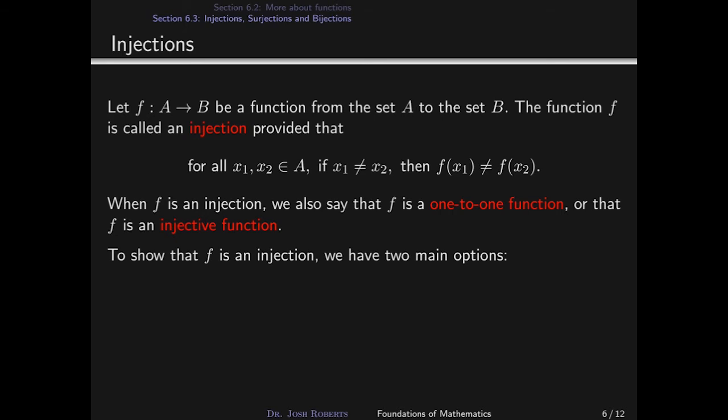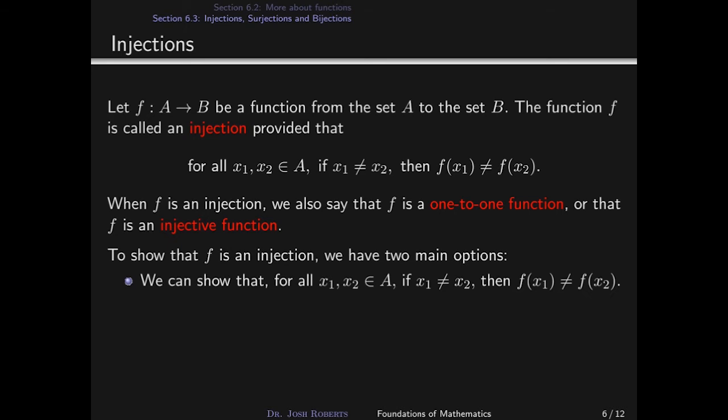So this definition has all these inequalities in it. So proving something is an injection isn't always straightforward to do because of these inequalities. So when you want to show something is an injection, you have two options. First one is you use the definition as stated. You show that for every x1 and x2 in A, if x1 is not equal to x2, then f of x1 is not equal to f of x2.